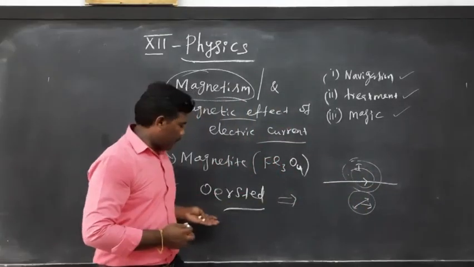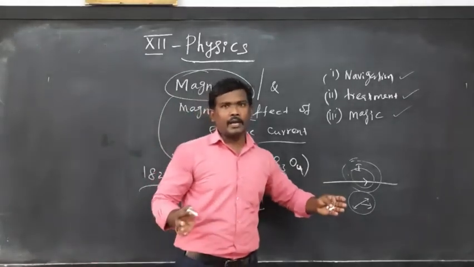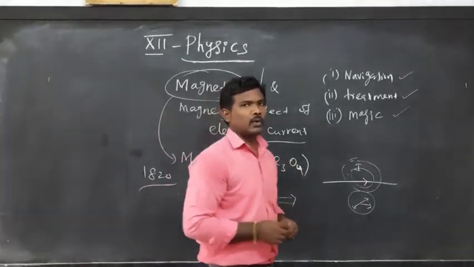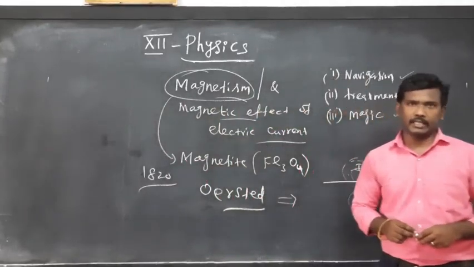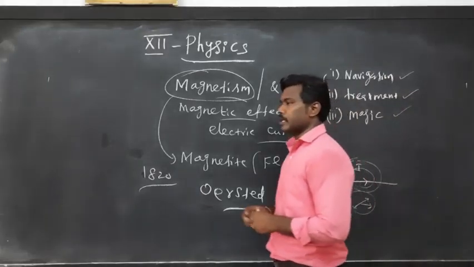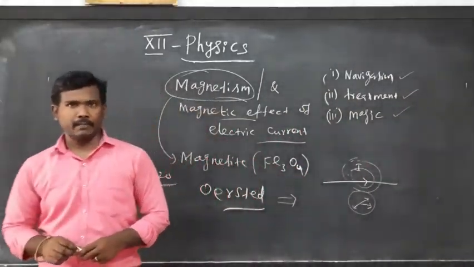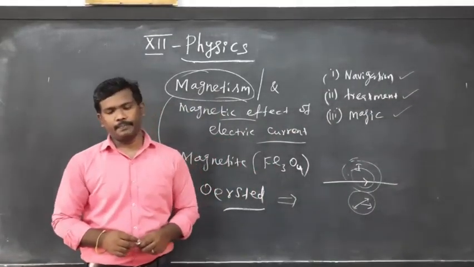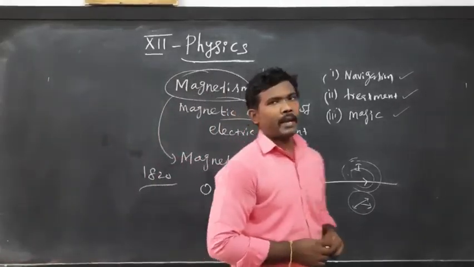So after the experiment of the scientist Oersted, electricity and magnetism are not separate branches. We combine the two branches and call them by one name: electromagnetism. Electromagnetism is a combination of electricity and magnetism. It is one of the main branches in physics. Okay. Next topic. Next we are going to see the earth's magnetic field.